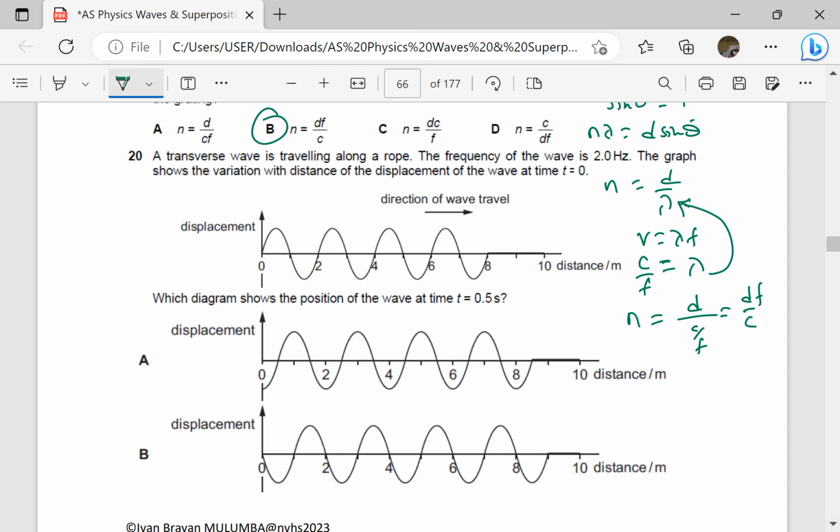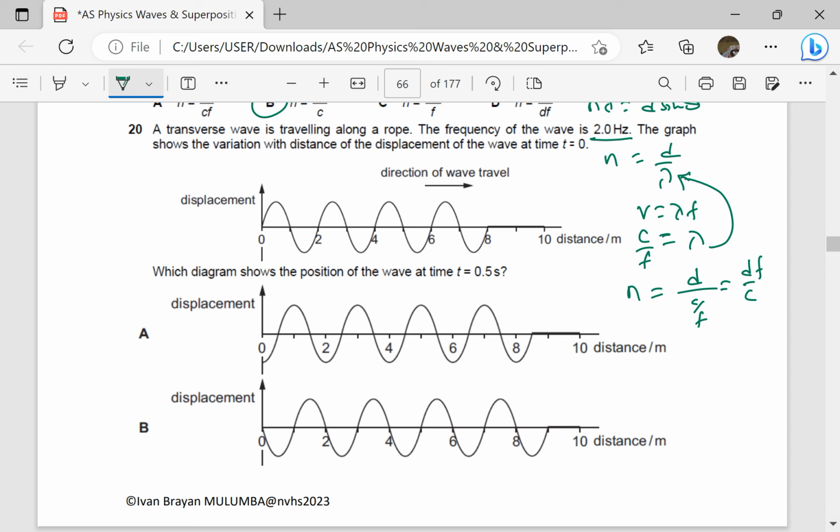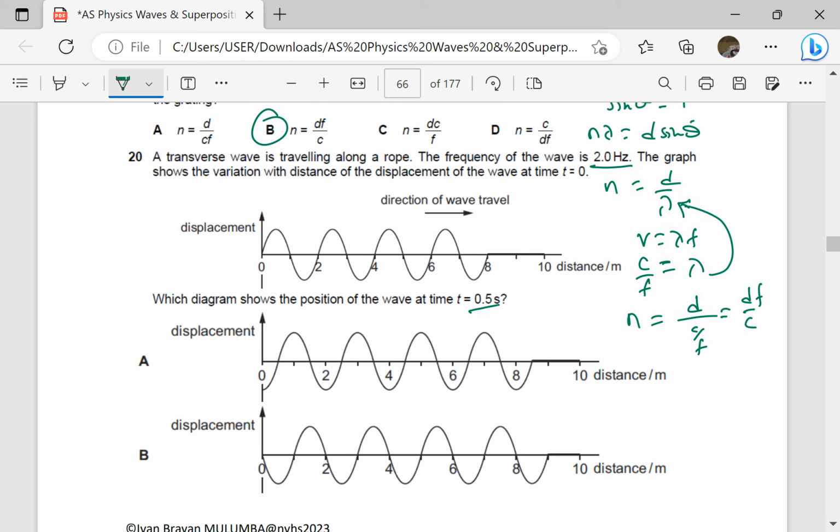A transverse wave is traveling along a rope. The frequency of the wave is 2 Hz. The graph shows the variation with distance of the displacement of the wave at time t equals 0. Which diagram shows the position of the wave at time t equals 0.5? Let's first find the period. Time for one cycle, period is going to be 1 over 2, which is 0.5 seconds. So which diagram shows the position of the wave after half a cycle?